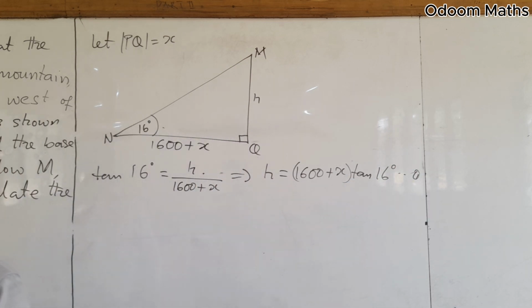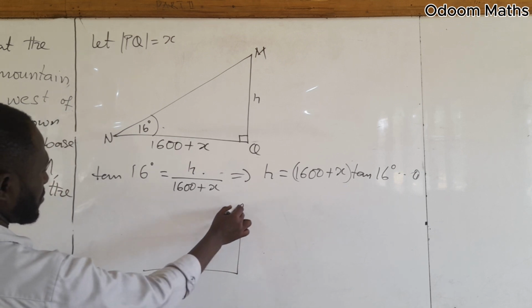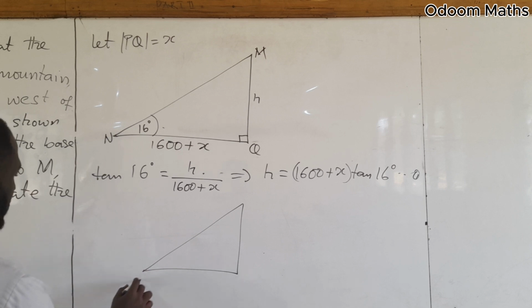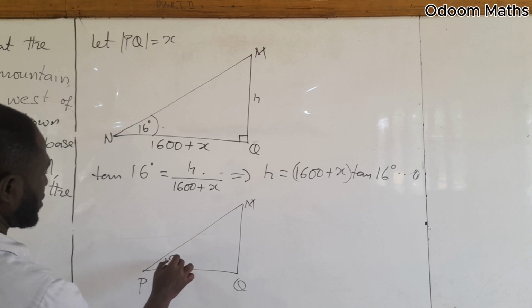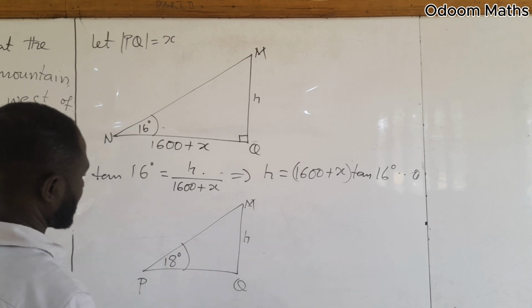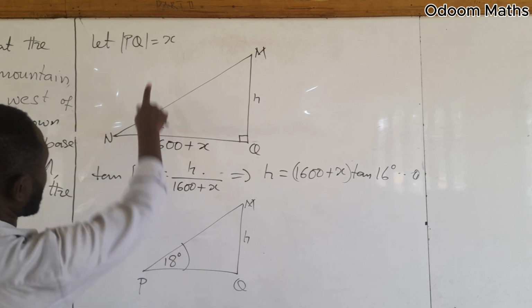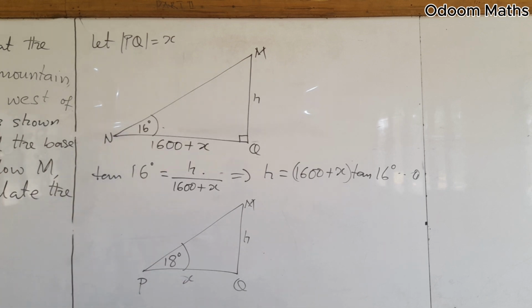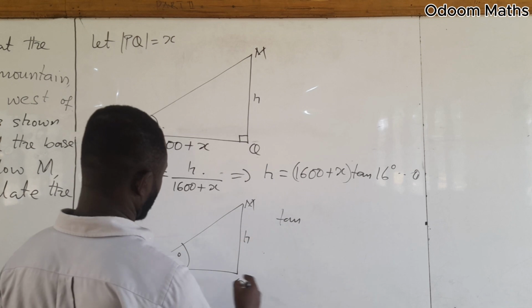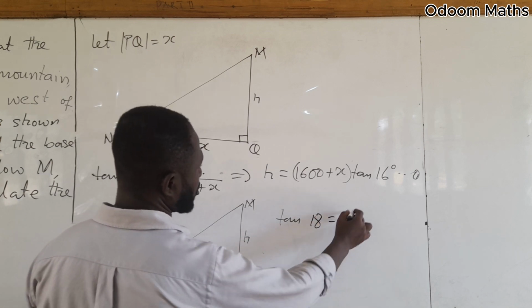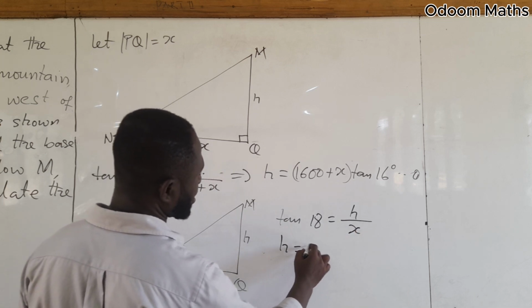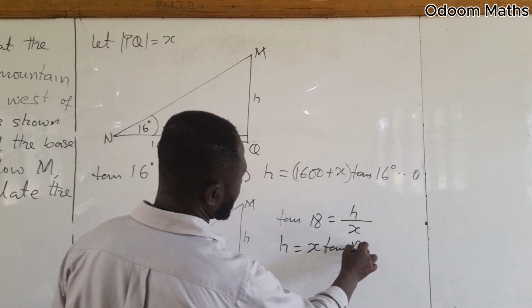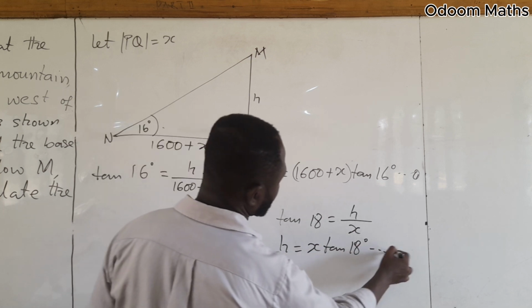Then let's take the other right angle triangle. So that is also here. And that is just P to Q, and then this is M. So this is 18 degrees. And so this is the height. So this place we said it should be x. Okay. Now again, tan 18 is equal to opposite h over adjacent. So it means h becomes x tan 18 degrees. Okay, let me call this equation 2.